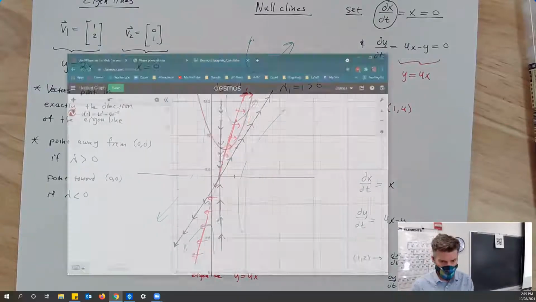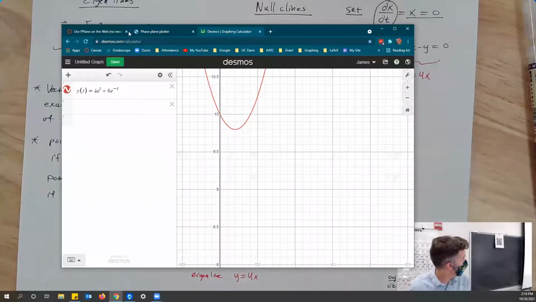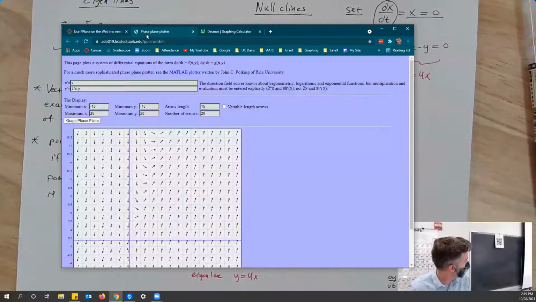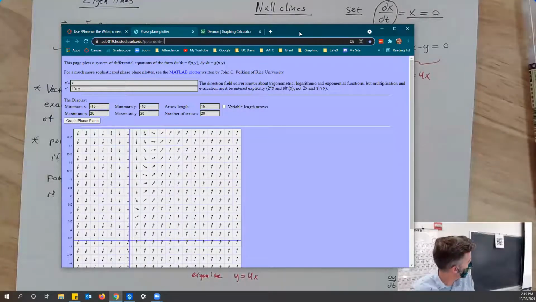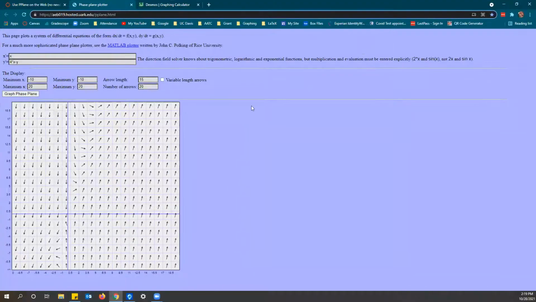There we are. So there it is. Let's make it bigger. So dx/dt is x and dy/dt is 4 times x minus y, which is what I had. The nice thing, if you do decide to take the time to download P-Plane, is that it has some functionality where you can have it graph the nullclines and the eigenlines for you, which is kind of neat. I can't put those on here because there's no functionality that way.